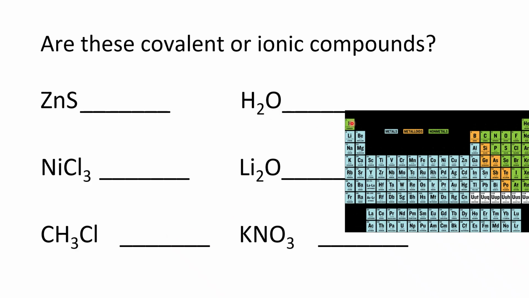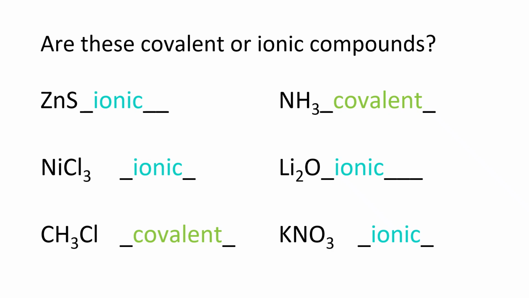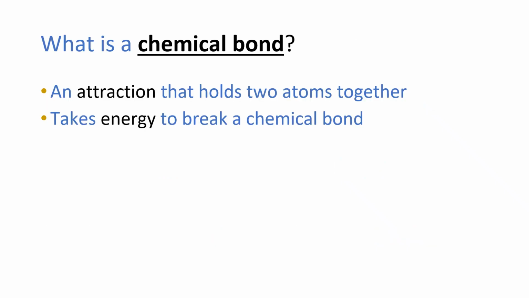H2O. H is a nonmetal. O is a nonmetal. So that's covalent. Lithium, oxygen. Lithium's here. Oxygen's there. So that's ionic. KNO3. K is here. That's a metal. N and O, capital. So N and O are nonmetals, so that one's ionic. So there it is. All right, so why do these things happen?